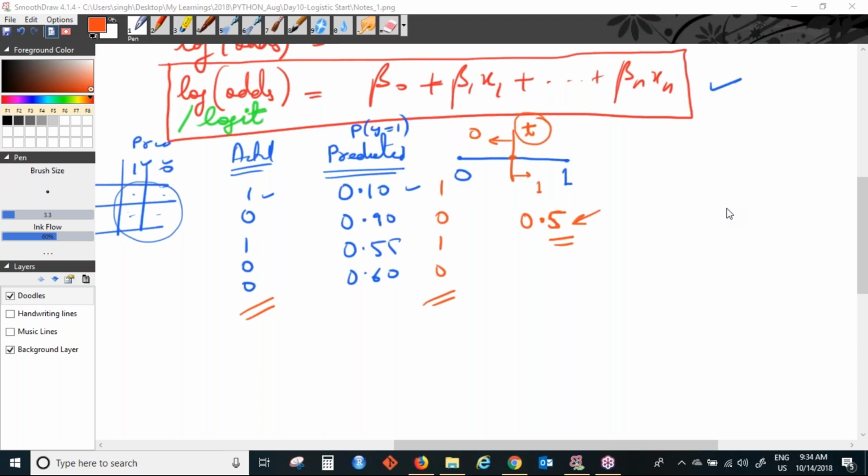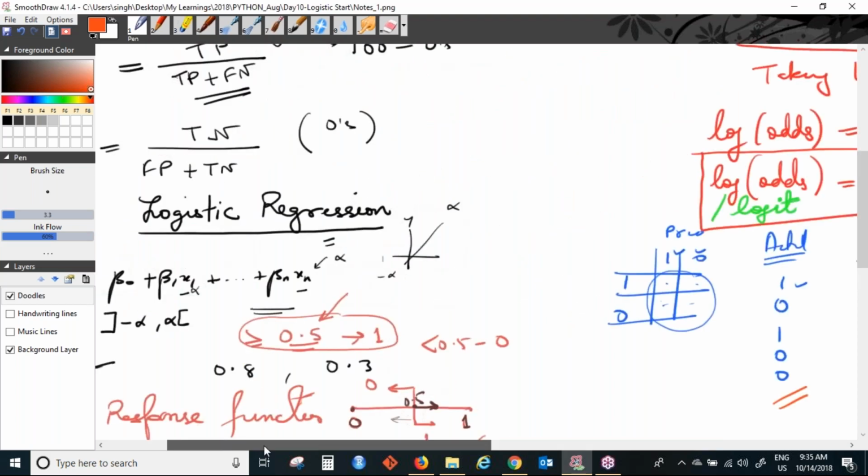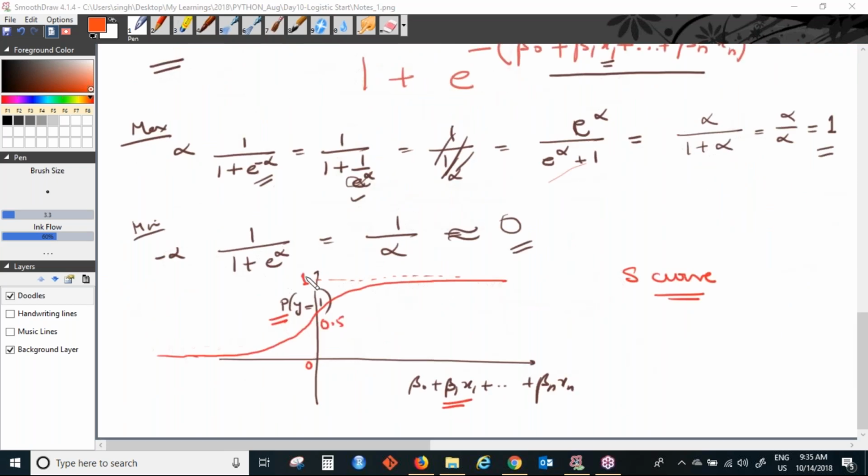So look at this. Look at the S curve. What is the y-axis for S curve? The y-axis is probability of y is equal to 1. So it will only give you probability of y is equal to 1. There is no threshold here. It will give you probability of y is equal to 1, and then you will use a separate concept to decide the threshold. I'm yet to talk about it.